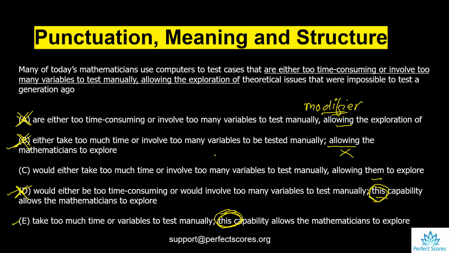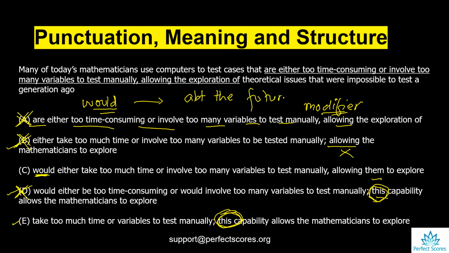Now, the extra thing that I was talking about in option A is about the meaning. See, this is talking about "are too time consuming or involve too many variables", whereas C is talking about "would". So "would" is a little confusing tense. I'll give you a little detail. "Would" is used when you are talking about the future. In this case, we are talking about taking too much time, using too many variables to test manually. So this is about the future, cases that will be solved in the future, not right now.